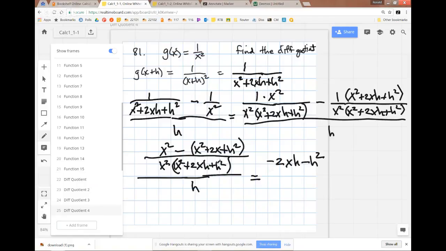And on the bottom, we've got this same thing. We've got h, but when you divide by h, that h could go in this denominator. So I've got this times x squared times x squared plus 2xh plus h squared. Okay, and now we've got it all in one expression. And then you can factor an h out of the top.